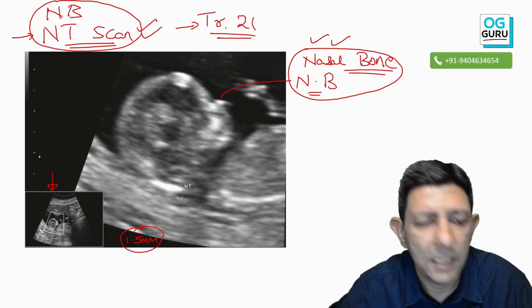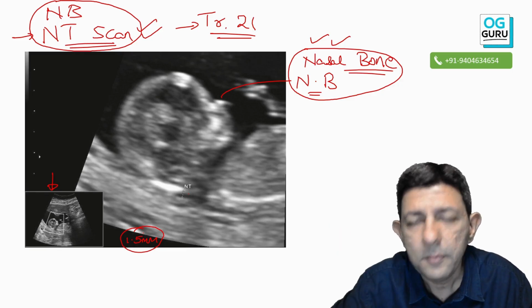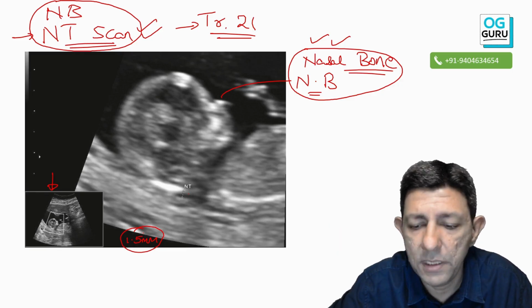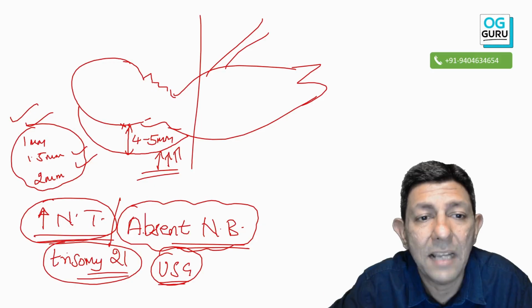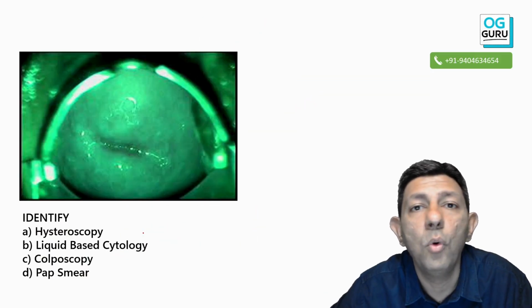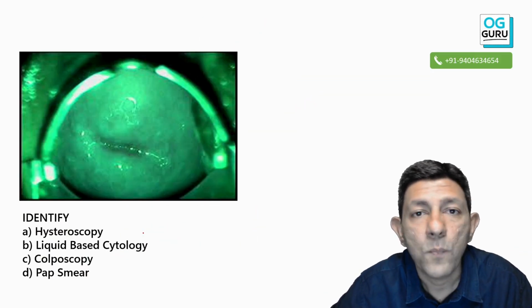Normal, abnormal is PG level. They might not ask you this. But the value we should know very well. Is it clear to all of you? And as I told you, please comment in the chat box when is the ideal time or what is the best time to do this NT scan. When do we do it? Moving on to the next thing.